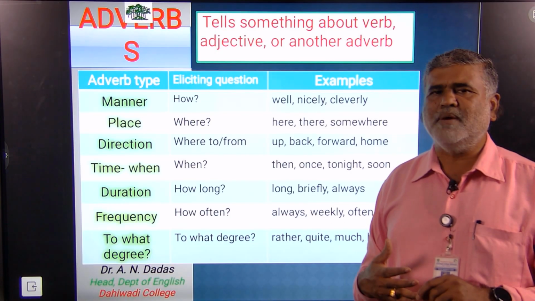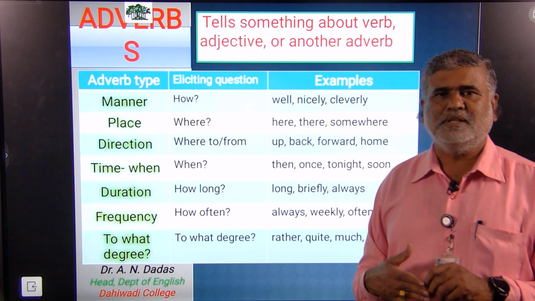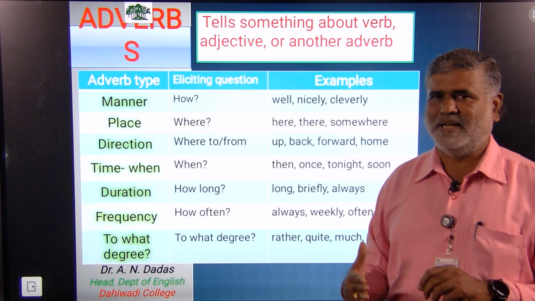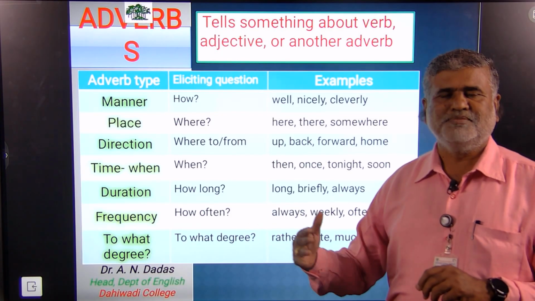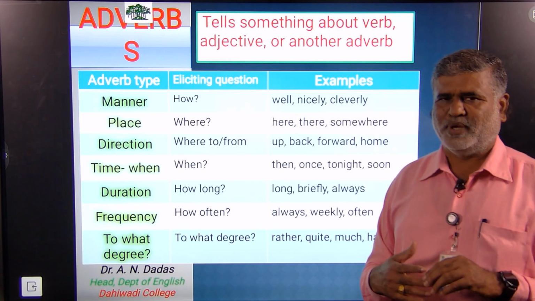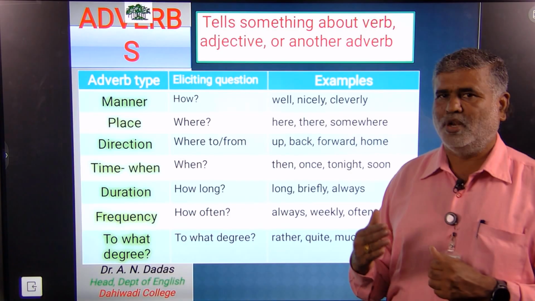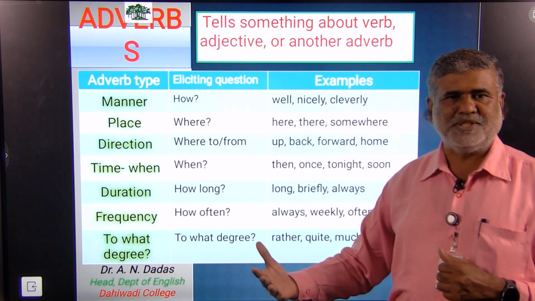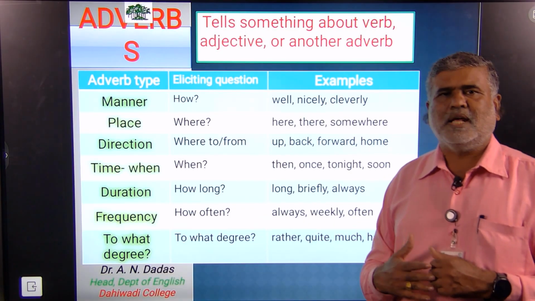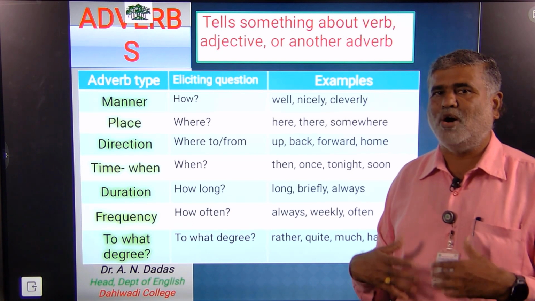Similarly, we have adverb of time, and you have to ask the question when. For example, then, once, tonight, soon. We have also adverb of duration. You have to ask the question how long. For example, long, briefly, always. Then there is another adverb of frequency, and you ask the question how often.